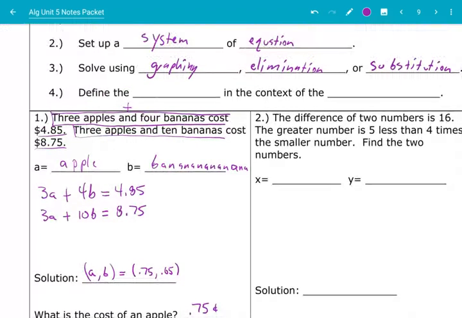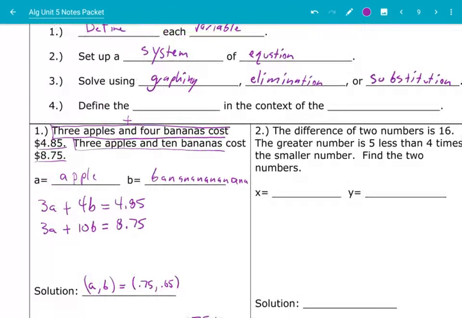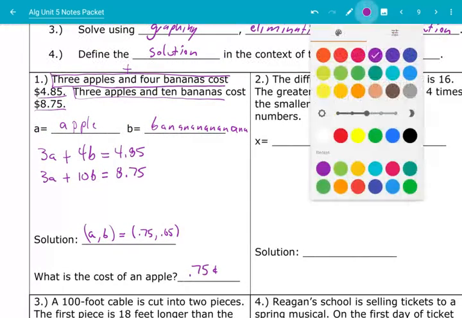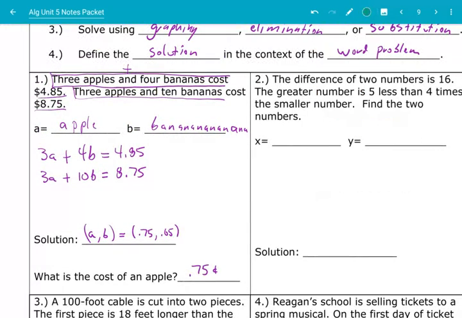Then the last step here, we're going to define the solution in the context of the word problem. And that's what that last question was right here. What's the cost of an apple? 75 cents. That's why we set that up in the first place. Excuse me, those donuts. That's why we set those up in the first place, right? So we can figure out the cost of an apple. So there's one that we used graphing with.